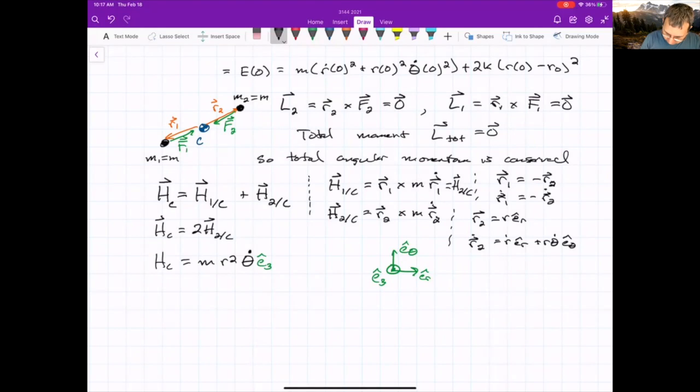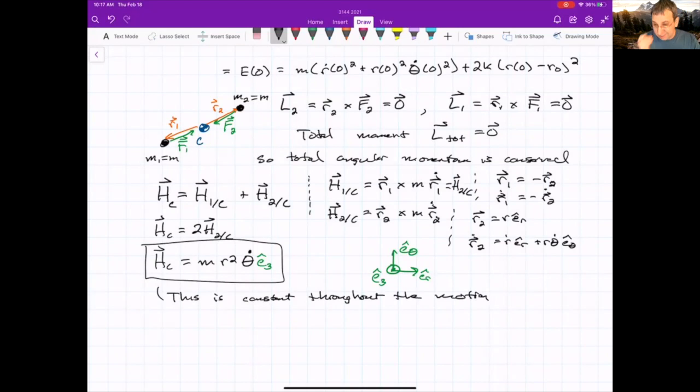So there's only that component. This is constant throughout the motion. Since there's only the E3 component, we should probably only look at that, E3. So M R squared, the way that I wrote it up above in terms of things changing in time. That means at any time t, mass times radius squared times theta dot is going to equal whatever it was initially, M times R at the initial time squared theta dot at the initial time.